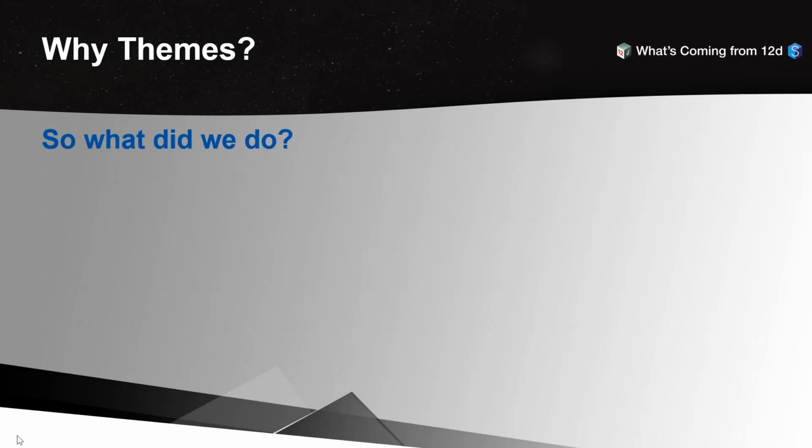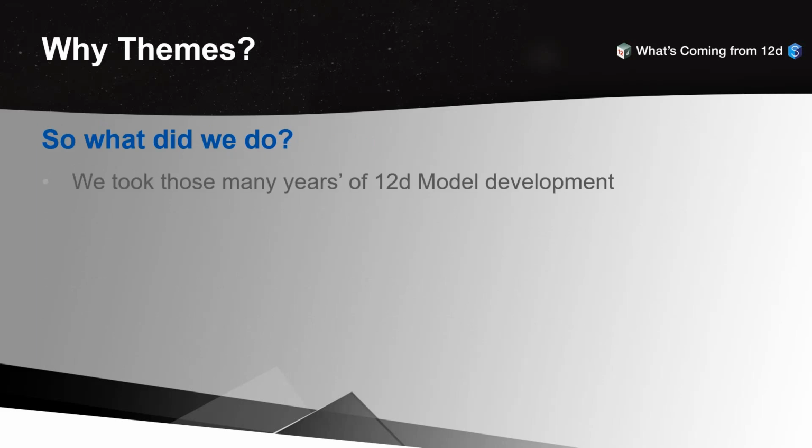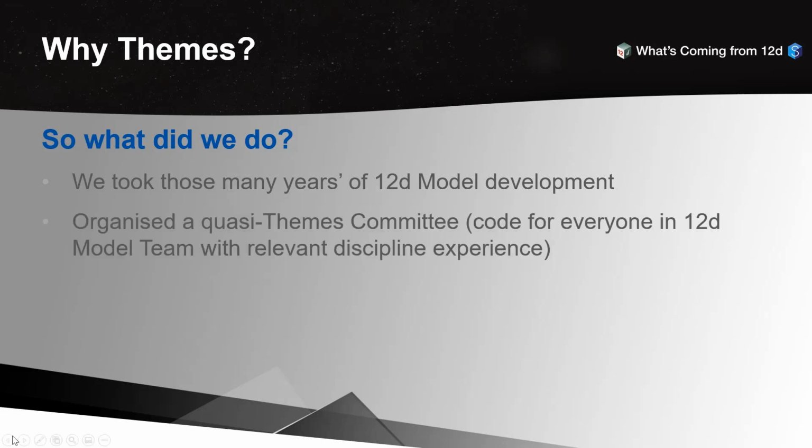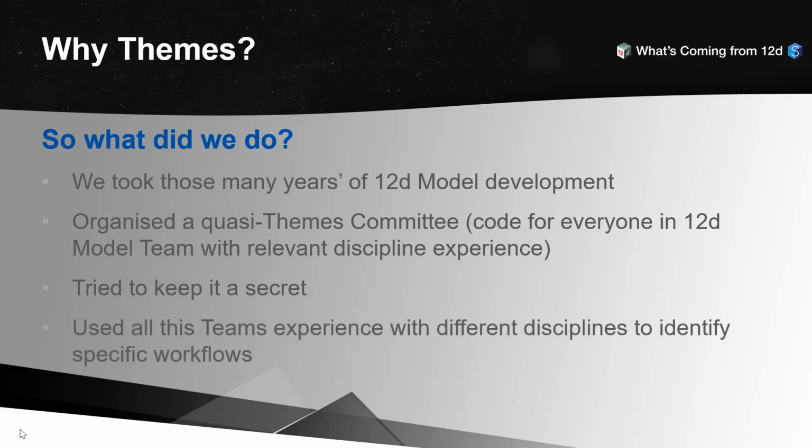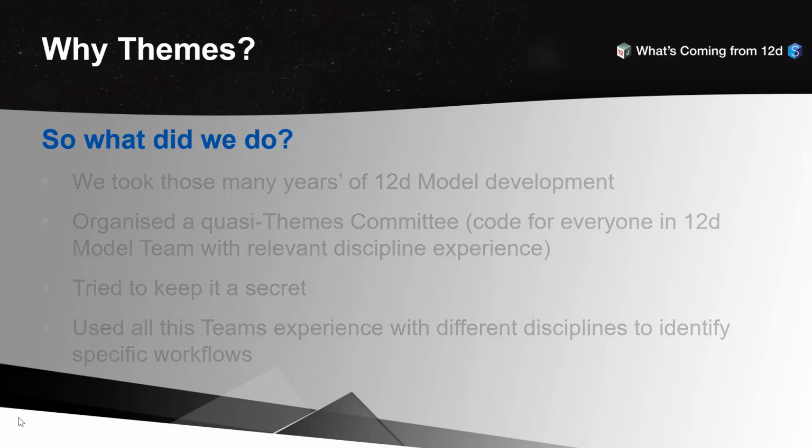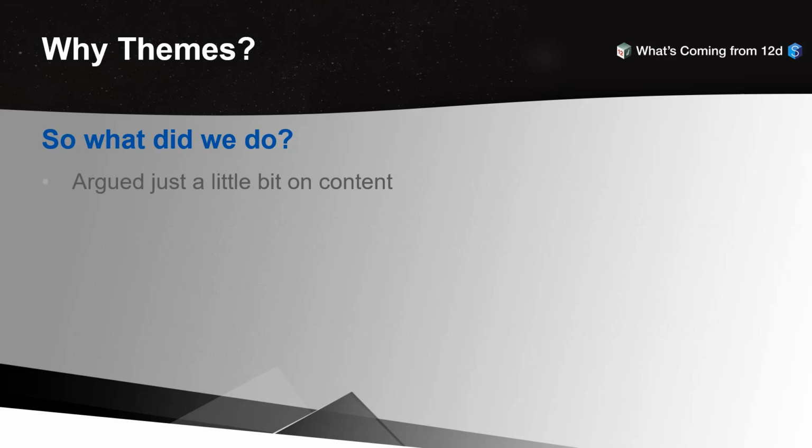So what did we do when we were thinking about those advantages and disadvantages in those lists? Well, we took those many years of 12D Model development, the Workspaces, the customised toolbars, the custom menus, and the inflation, and we organised a quasi-themes committee, which was basically code for everyone in the 12D Model team that had relevant experience with these different disciplines. We tried to keep it a secret, but sometimes the word gets out. We used all this team's experience with different disciplines to identify specific workflows that could be an advantage with themes. We argued just a little bit in the content, as you do when you have different people with different ideas.